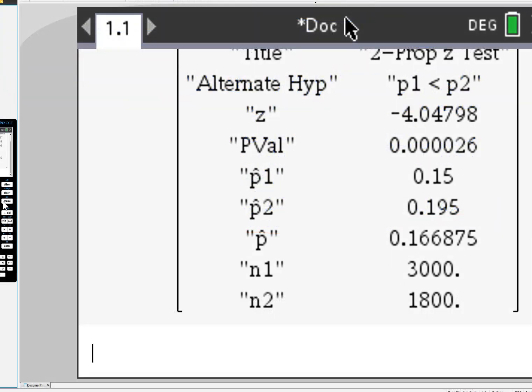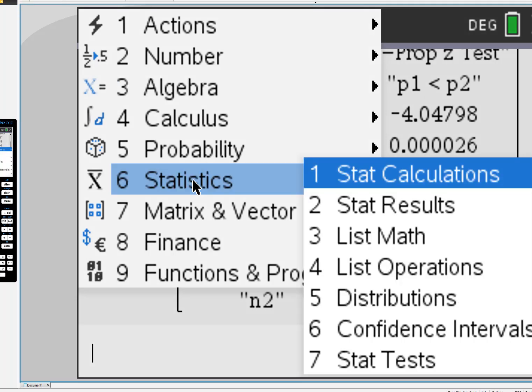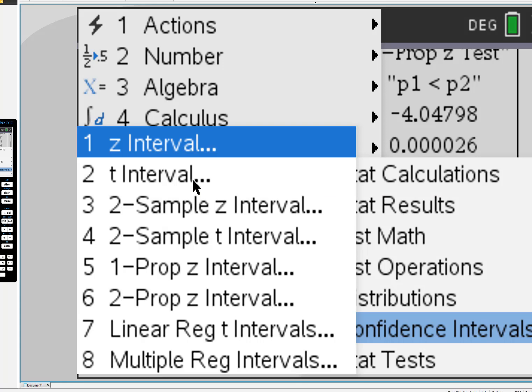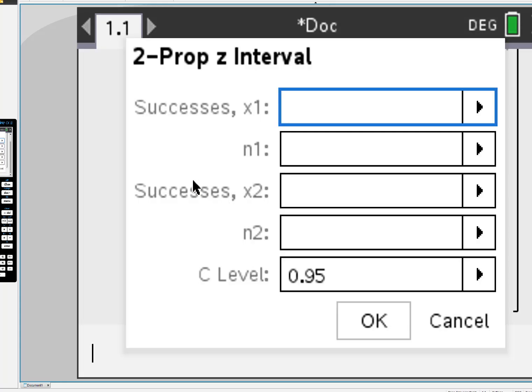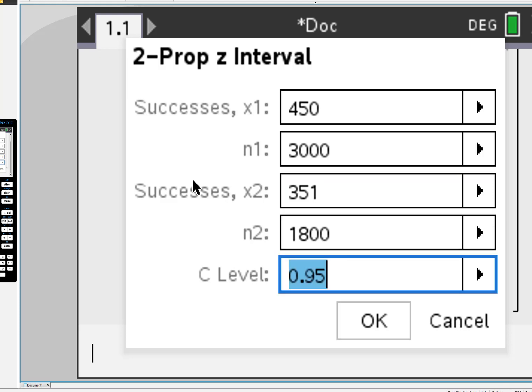So here from our calculator, we do the same thing. We go into our menu and we choose stats, but this time we're not going to go into stat test. We're going to go into number 6, confidence intervals, and then we're going to choose number 6, 2-prop z interval. Then we have to type in the same information that we had, our number of successes for the first group and the sample of the first group. That was 450 and 3,000. And then we had 351 out of 1,800 say they had hearing loss for the 05 to 06 group. And this time we wanted to make a 90% confidence interval just to change things up a little bit.